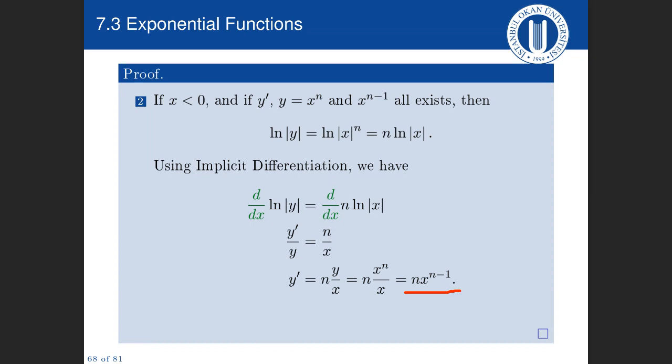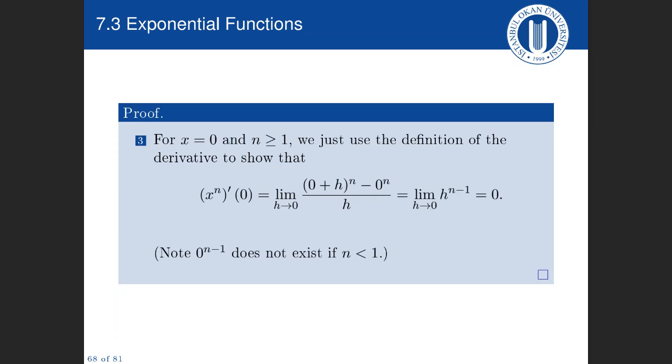One more case to consider, and that's the case x equal to 0. If x is equal to 0, and we need to have n greater than or equal to 1 here for everything to make sense, we can use the definition of the derivative, the definition involving the limit. The derivative of x to the power n at 0 is the limit as h tends to 0 of 0 plus h to the power n minus 0 to the power n, divided by h, and we just end up with 0.